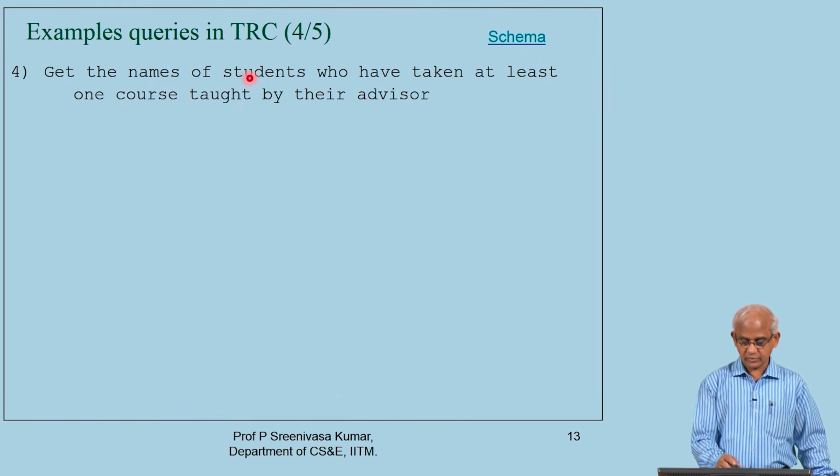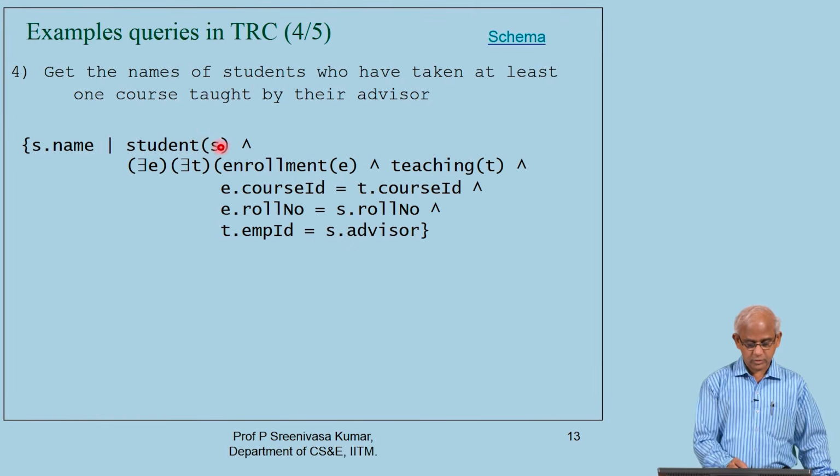So, what are the free variables that we require in this particular query? We require student as a free variable. So, we have s dot name such that s is a student, and now we are looking for an enrollment tuple. So, there exists an enrollment tuple, there exists a teaching tuple such that the enrollment tuple corresponds to the student under consideration. And then the enrollment tuple's course ID matches the teaching tuple's course ID.